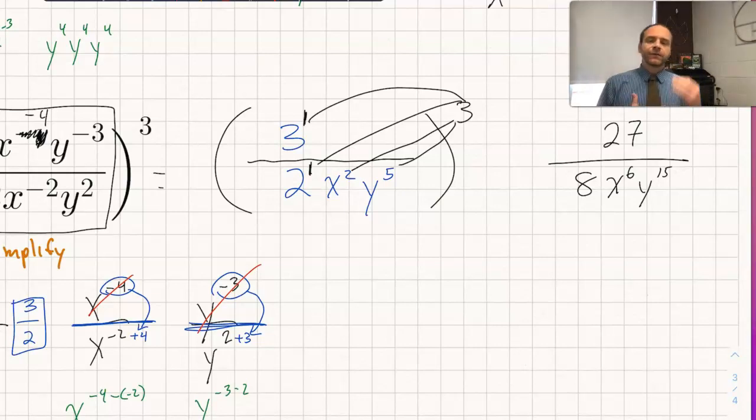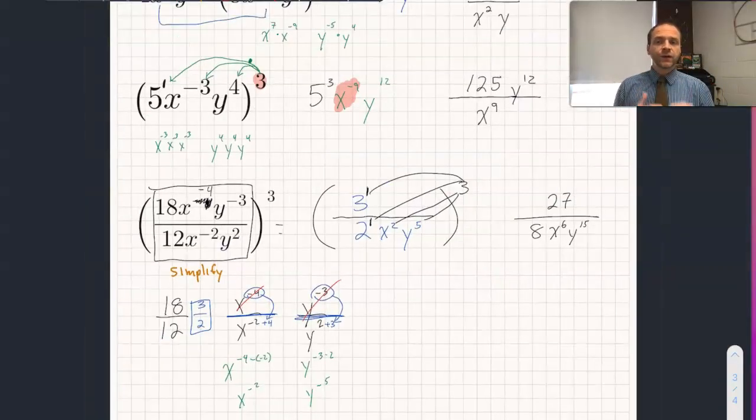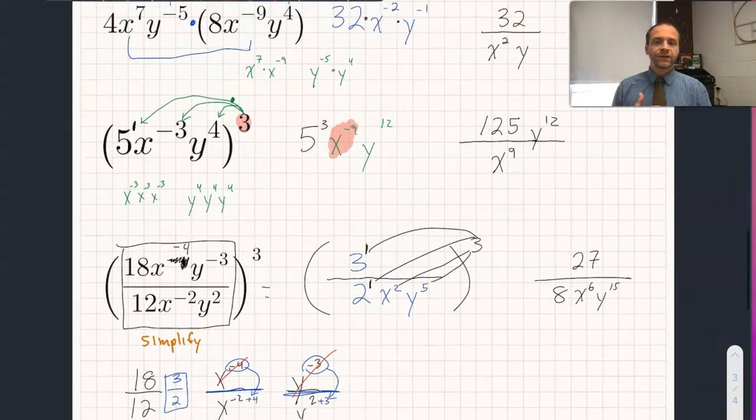When you're bringing them in, remember, when you have y to the 5th cubed, that means you have 3 y to the 5th, y to the 5th, y to the 5th, y to the 5th. So that's why we multiply. So this was a quick overview of the properties of exponents. Hopefully you found it helpful.